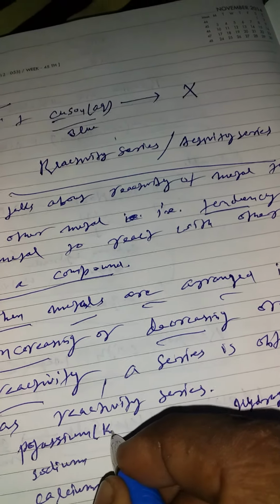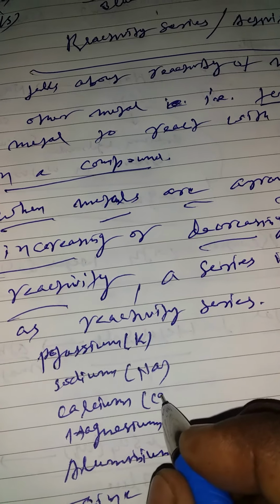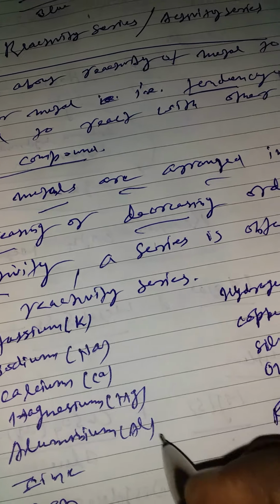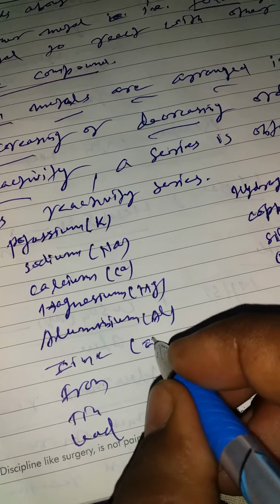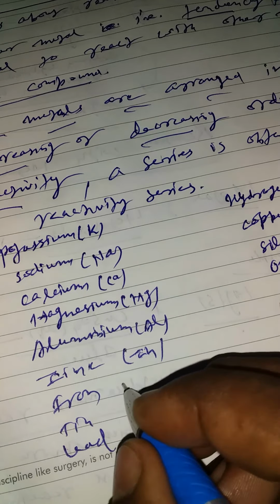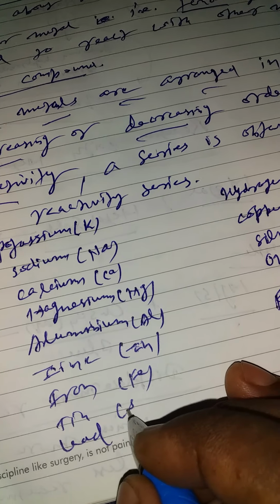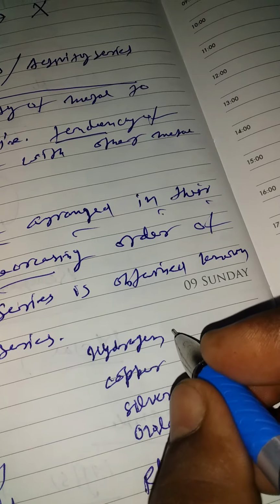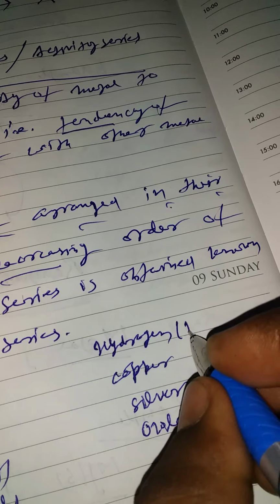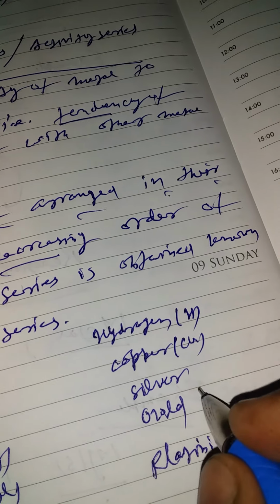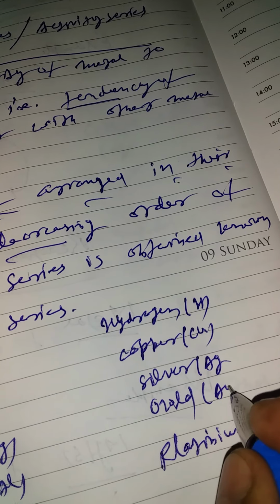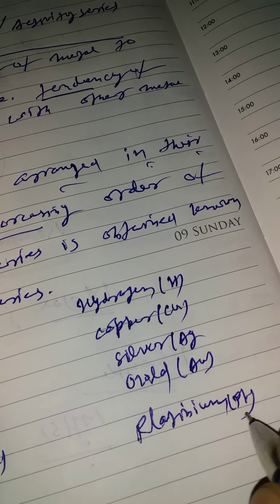Symbols: potassium K, sodium Na, calcium Ca, magnesium Mg, aluminum Al, zinc Zn, iron Fe, tin Sn, lead Pb, hydrogen H, copper Cu, silver Ag, gold Au, platinum Pt.